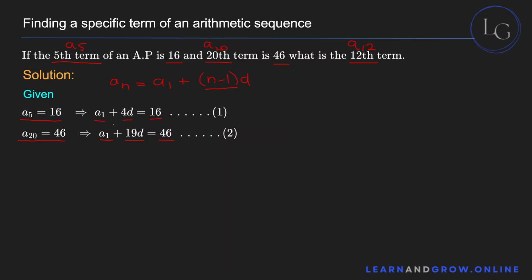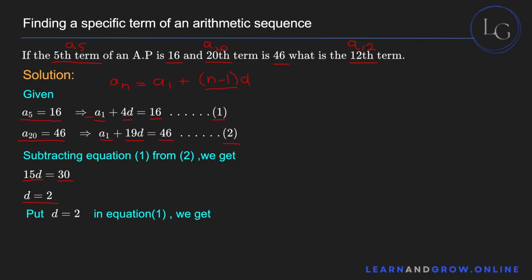So now that we have these two equations, we'll use the rule of simultaneous equations. We'll subtract the first equation from the second equation. So a1 minus a1 becomes 0. 19d minus 4d becomes 15d. And 46 minus 16 becomes 30. So we have 15d is equal to 30. So d is equal to 2. So we found the common difference.